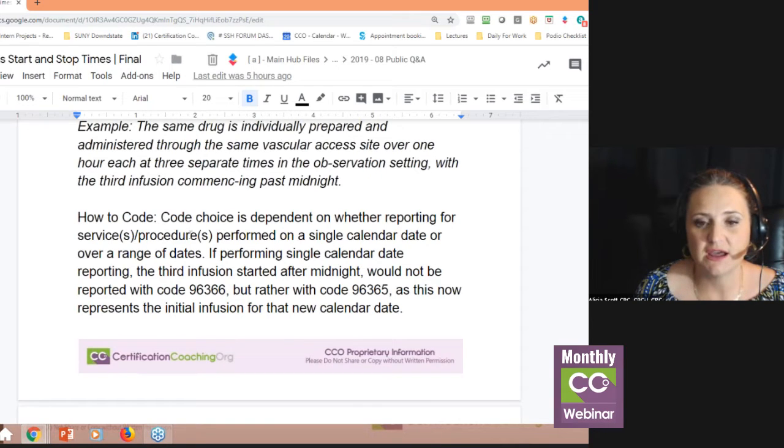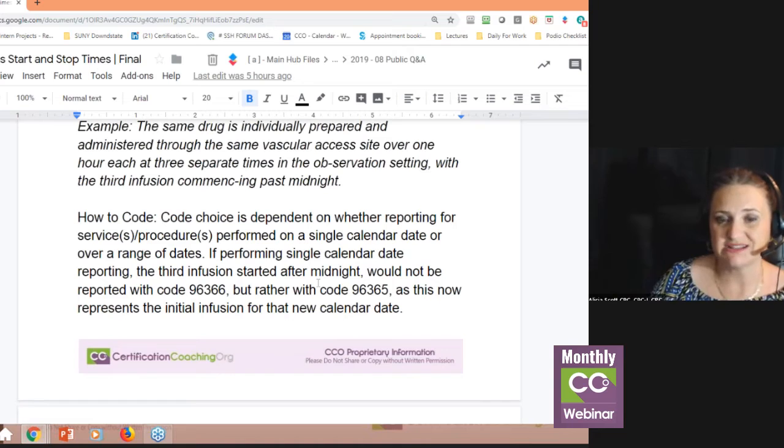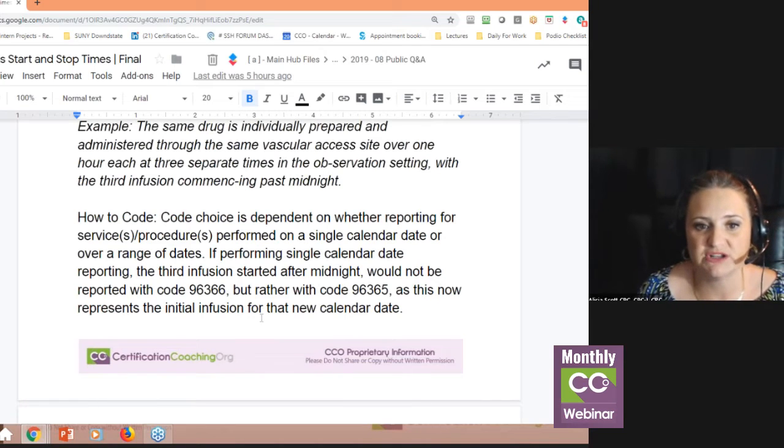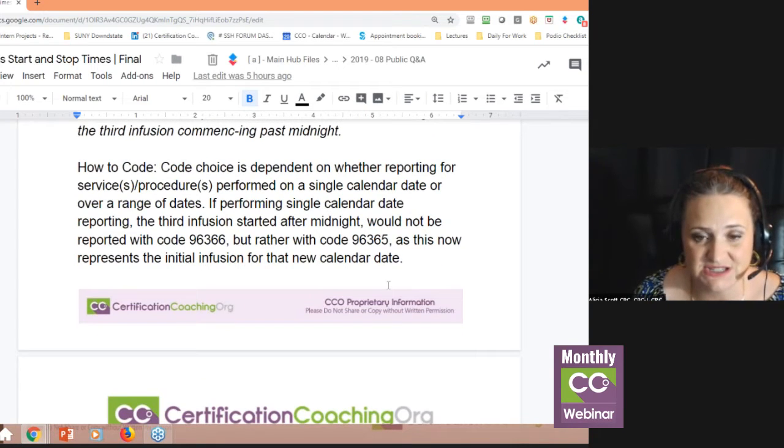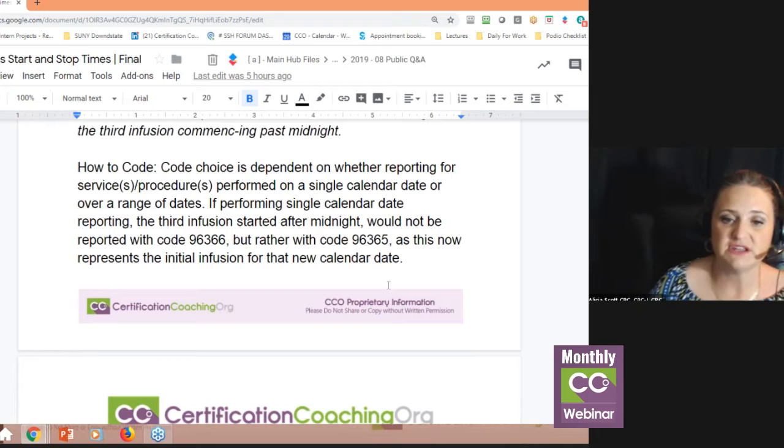So you need to know what's the purpose of the service of the procedure. So if you have a single calendar date, or is it a range of dates? So technically, we're going to say we have a range of dates. And if you're doing a single calendar date, then you can do the third infusion started after midnight, but you're not going to code the 96366, but you're going to code the 96365. Go back and look at the definition of that.